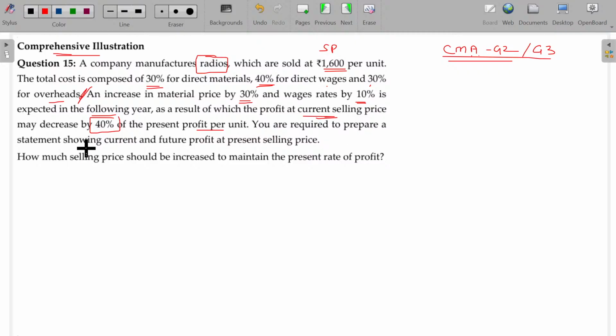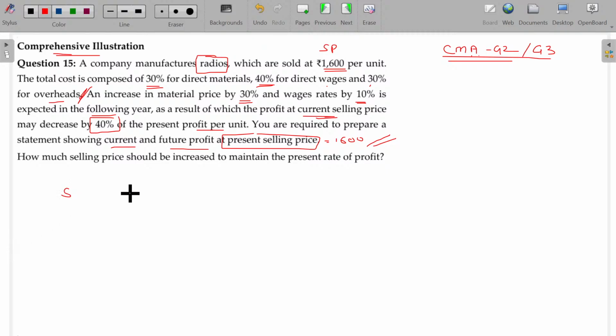You are required to prepare a statement showing current and future profit at present selling price. The present selling price being 1600. If I sell the product at 1600, what is the current profit, and later on what could be the profit? Definitely the current profit may be 1000. The revised profit should be only 600. It's 40% down. Right. We try to finish this first of all.